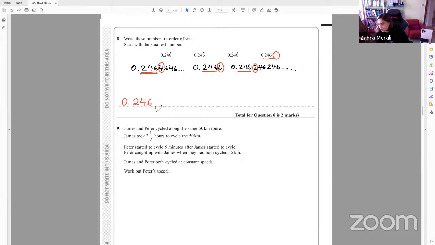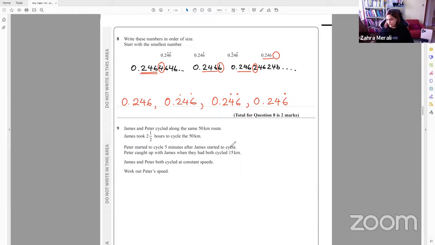The one that has a 2 afterwards is the next one, which was 0.246 with the dots on the 2 and the 6. The one that has a 4 afterwards is the next smallest, 46, with the dots on the 4 and the 6. And then the largest number is the one with the 6 recurring. So that's the easiest way to think about which ones are greater.